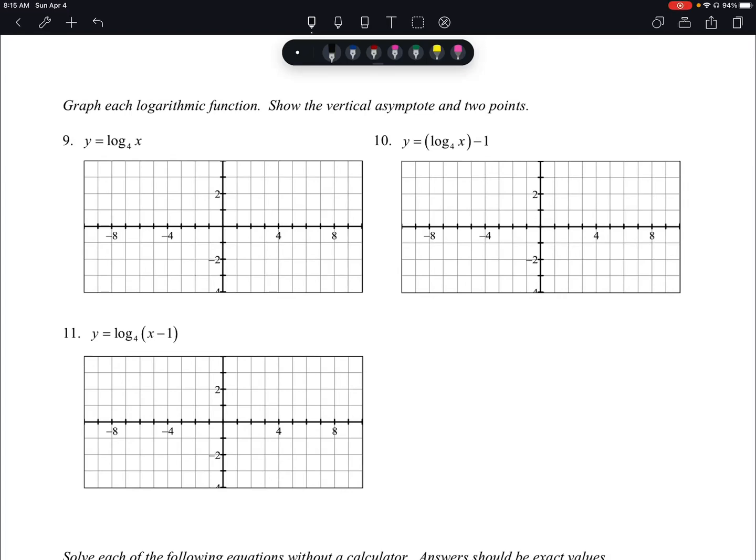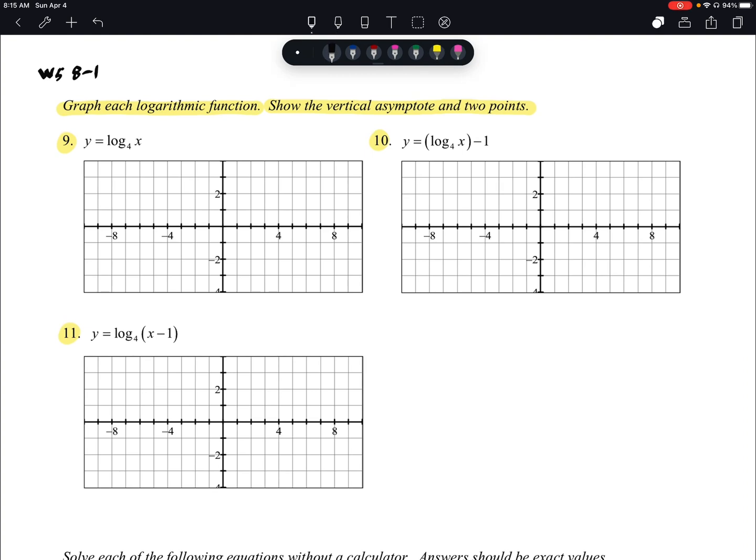This is the homework help video for worksheet 8-1, and we're going to look at problems 9, 10, and 11. The directions state, graph each logarithmic function. Show the vertical asymptote and 2 points.